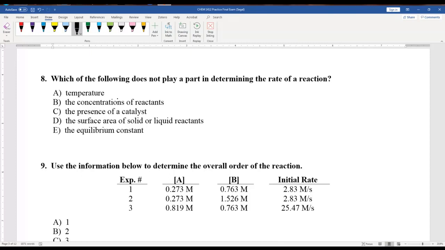So they collide at the precise place that they need to collide, and they collide with sufficient energy. So which one of these would not play a part in that? So temperature. Is temperature going to play a role in either the molecules having energy or the molecules colliding in the right spot?